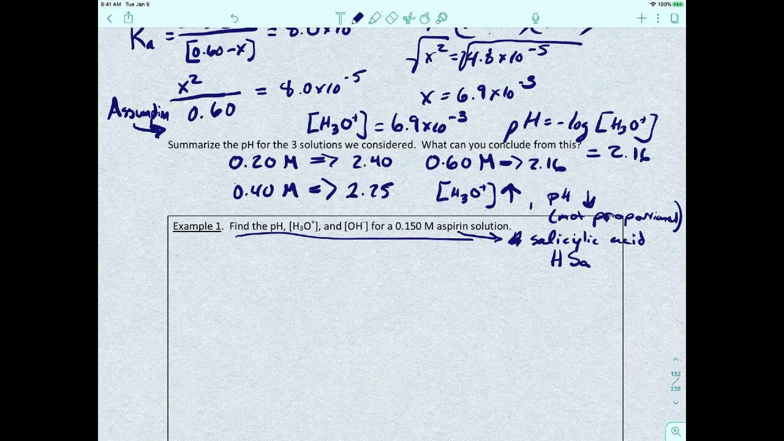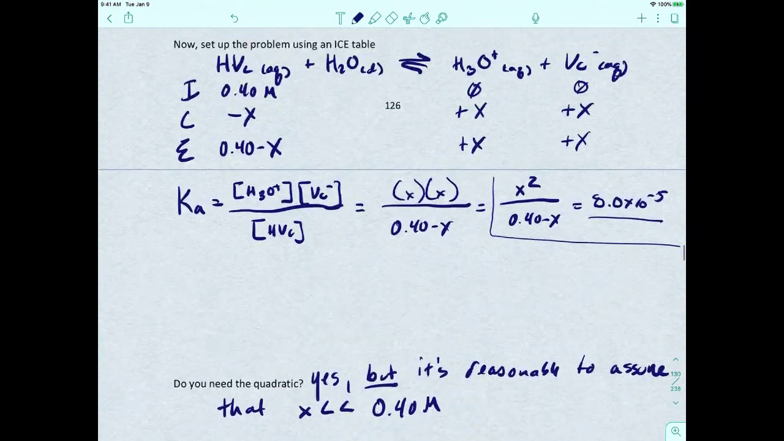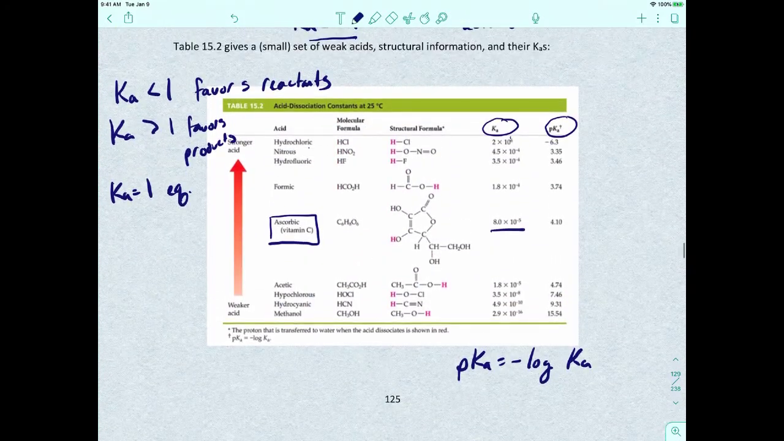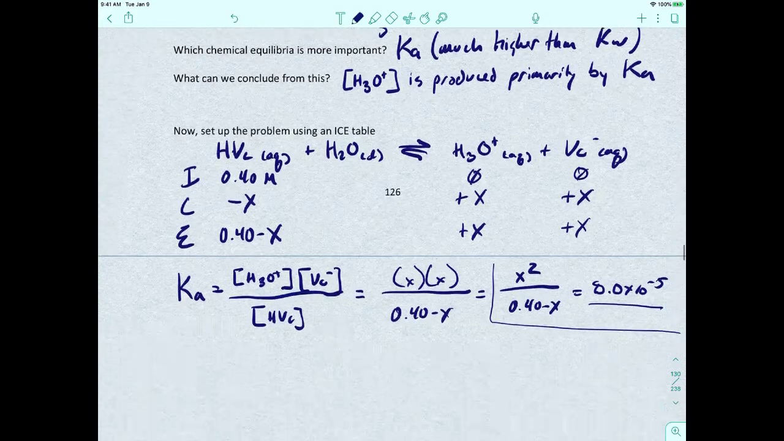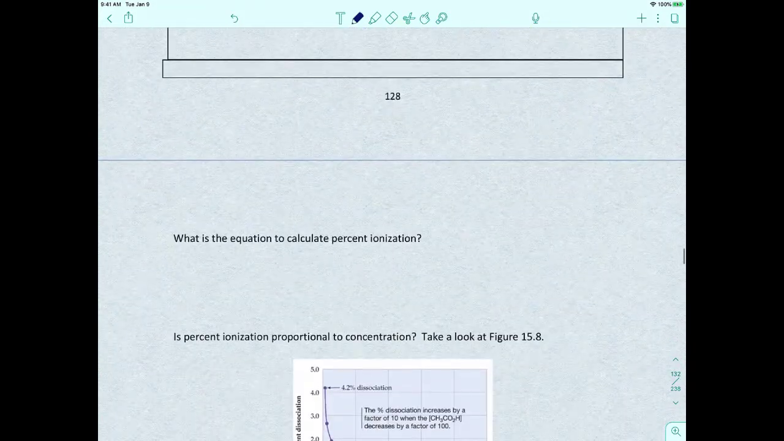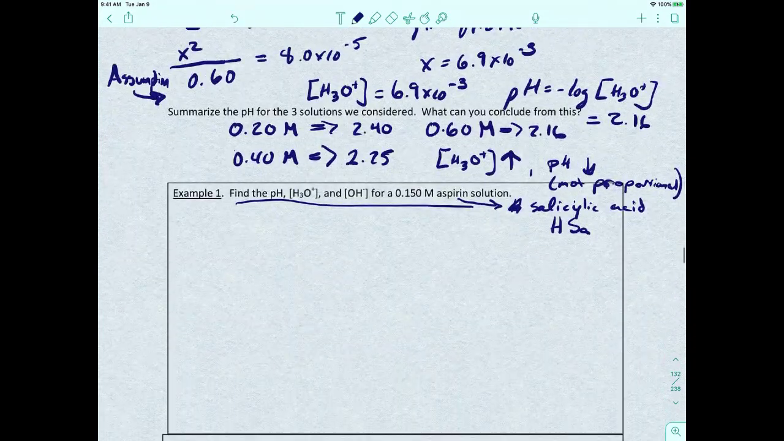Now, one thing that we've got to look up before we do anything else, going back to our table of weak acids, is salicylic acid on this table? And it is not. I am not seeing that. So we've got to look up the value for salicylic acid. If we look it up in a different textbook or a different chart, that Ka is going to be 3.0 times 10 to the minus fourth.